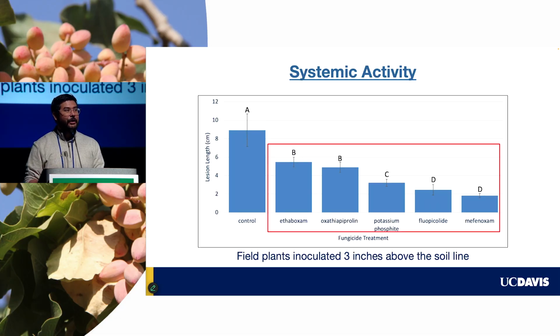We once again repeated these experiments at the 3-inch inoculation level to assess whether or not these other products were still able to move into that area of high susceptibility to infection from Phytophthora. And what we saw here was that all products were, to some extent, being taken up into that crown rot zone and have the potential to provide some form of protection from infection from Phytophthora.